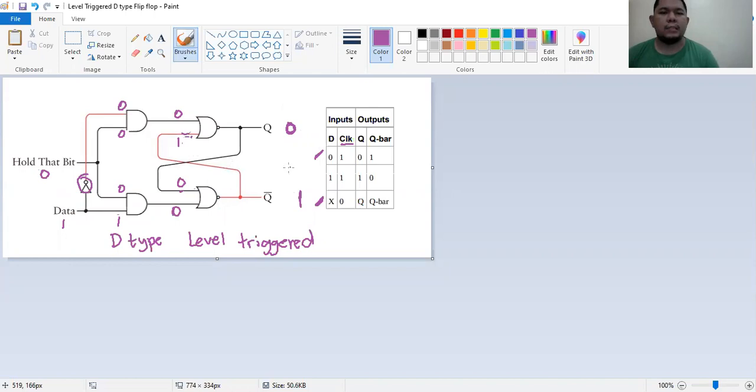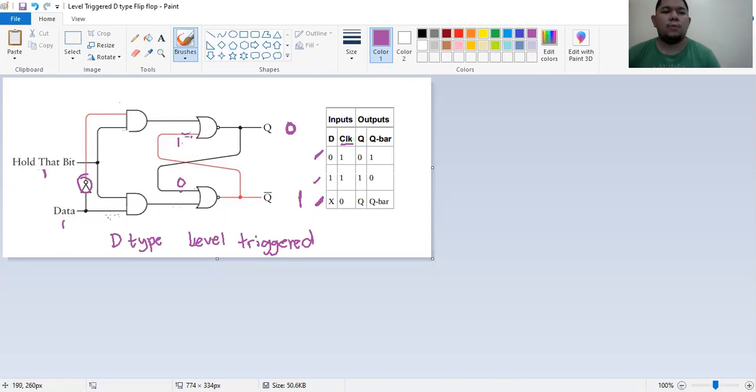Okay, so now we're going to prove that if we set both the hold that bit and the data to 1, we will be able to change the output. We will be able to store the value of 1 on the storage or on the output. Okay, so the inputs we need to have is the hold that bit should be level triggered of 1, and the data should be 1 in order to store a new value of 1.